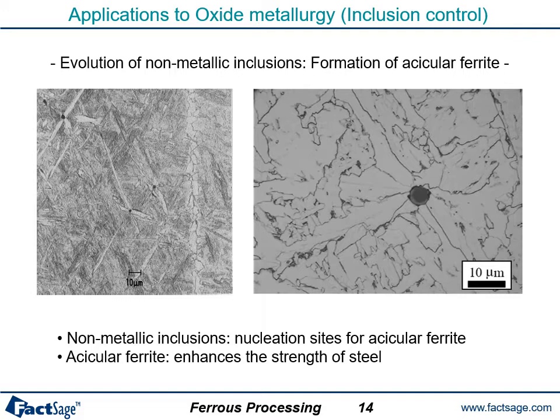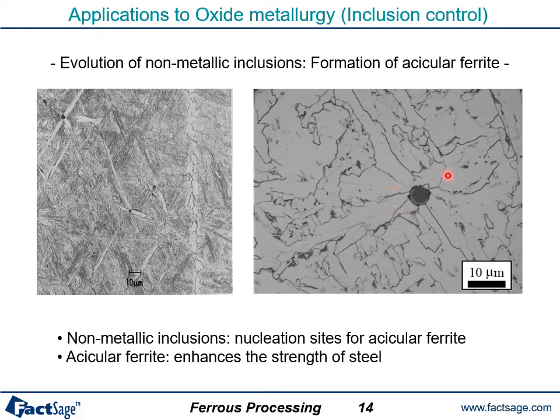Okay, so this kind of inclusion is applied very interestingly in the so-called oxide metallurgy concept. For example, as you can see here, there's a small black particle, and around the black particle, acicular ferrite is formed. If you zoom in on this, you can see the particle inclusion here, and around it there's the nucleation of the acicular ferrite.